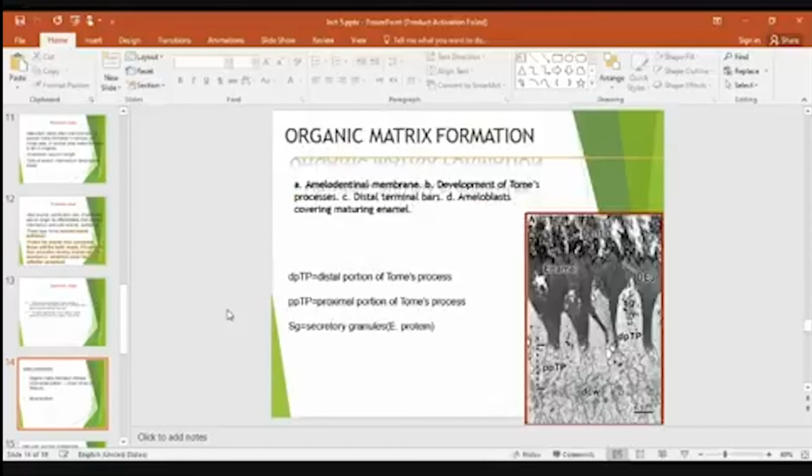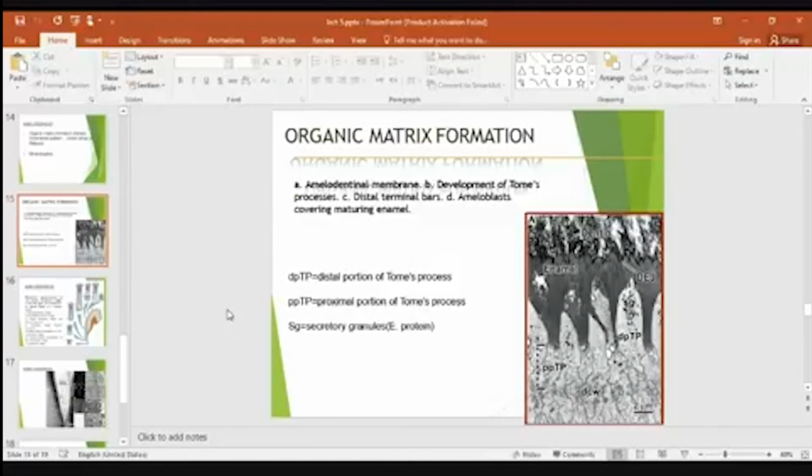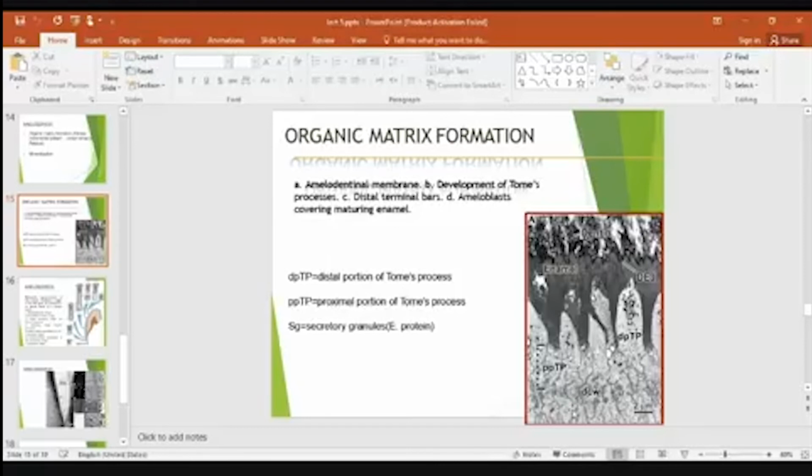Organic matrix formation. أهم الهيستولوجيكال features اللي يصير عندنا بيه إنه الأميلودنتينال membrane، presence of amylodentinal membrane، develop of Tom's process. هذا التومز process لخلية الأميلوبلاست. هاي خلية الأميلوبلاست، عندها تومز process، develop تومز process، distal terminal bars، وأيضا شنو عندنا أميلوبلاست covering maturing enamel.